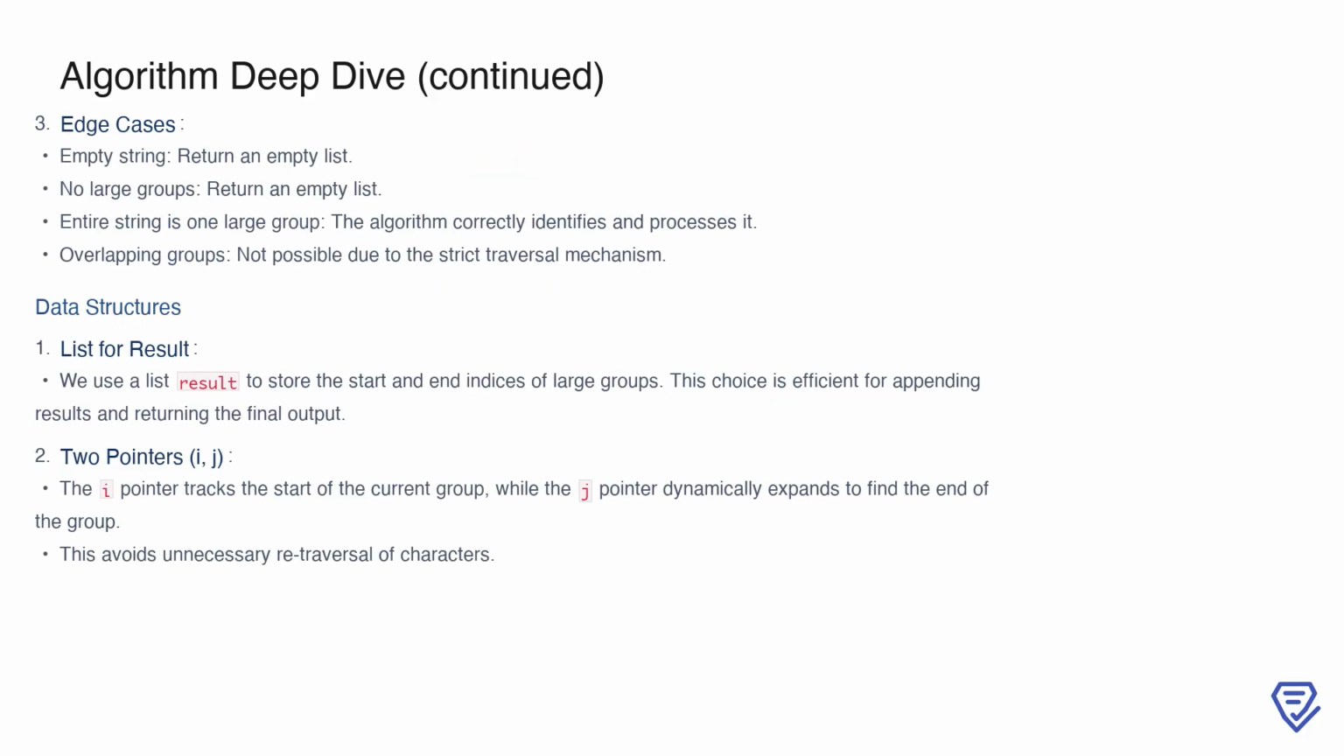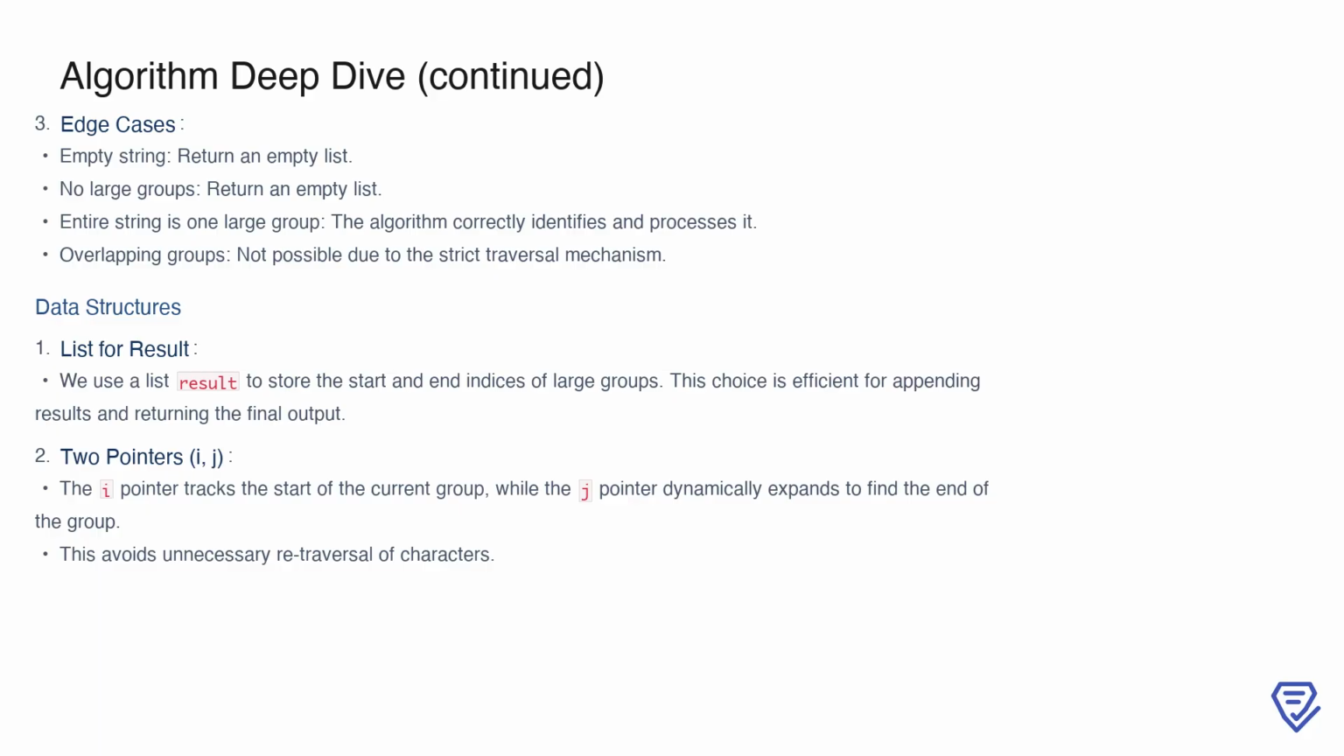When implementing this algorithm, it's important to consider certain edge cases. For instance, if the input string is empty, there are no groups to process, so we simply return an empty list. If there are no large groups in the string, the result is also an empty list. Another scenario is when the entire string forms a single large group. In this case, the algorithm still works correctly, as it will identify and record the group's start and end indices.